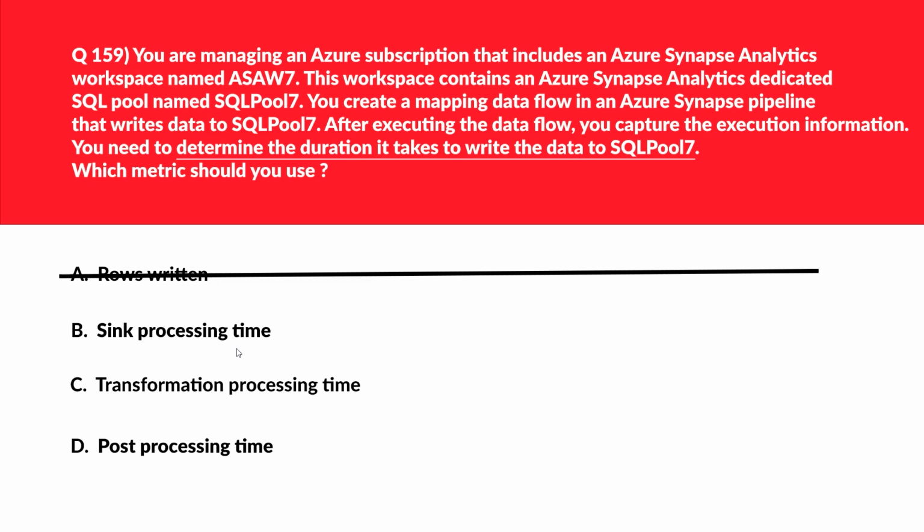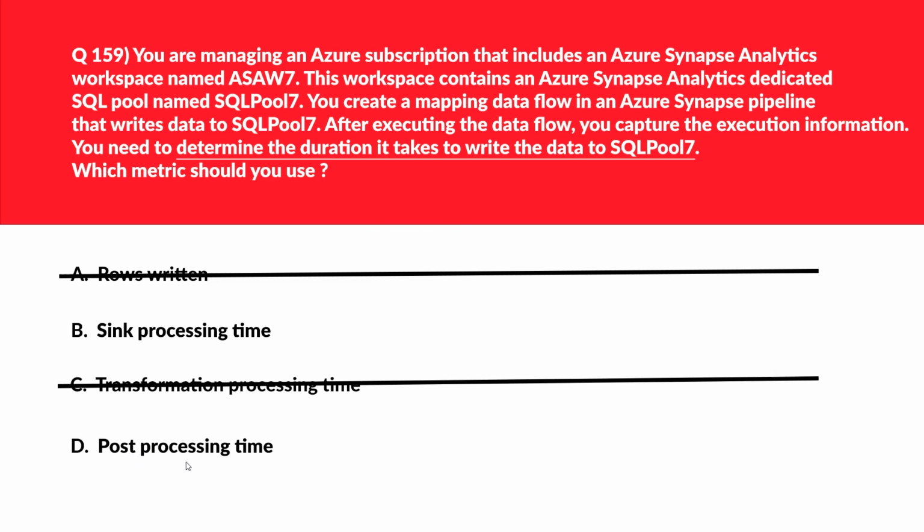B says sync processing time. Sync processing time measures the time taken to write data to the destination, which in this case is the SQL pool. So let's park this. Let's move to option C. C says transformation processing time. Transformation processing time measures the time taken for data transformations, not the time to write data to the destination. So wrong answer. Now let's look at option D.